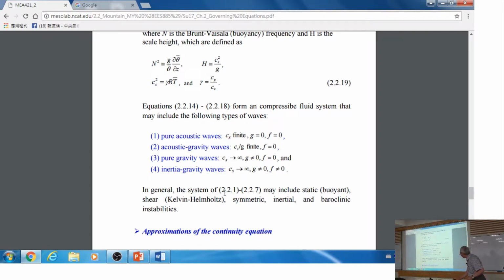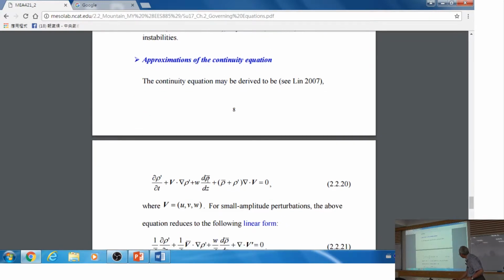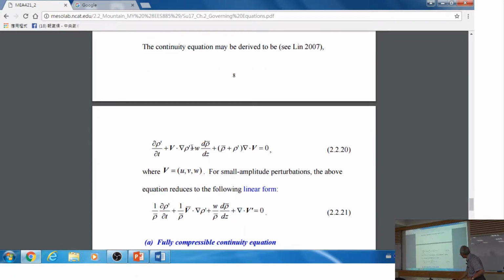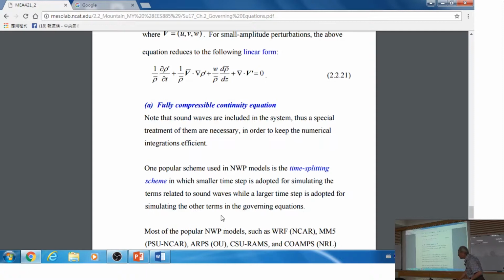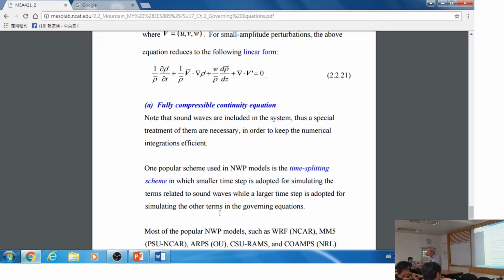Next thing we want to do is the approximation of the continuity equation. Based on what we already discussed earlier, it has this linear form. So in a model, normally we include everything. Like today, you have models which are compressible atmosphere, including every term. So that's good, because it includes everything there.